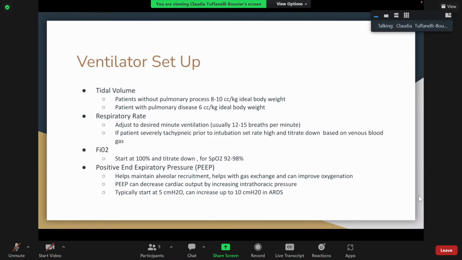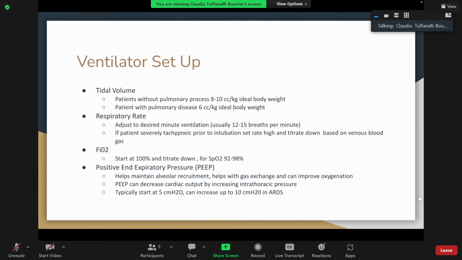Next will be a respiratory rate. So with the respiratory rate, you're going to look and see what your desired minute ventilation would be, so what you want them to be at. You're typically going to set any patient at 12 to 15 breaths per minute.